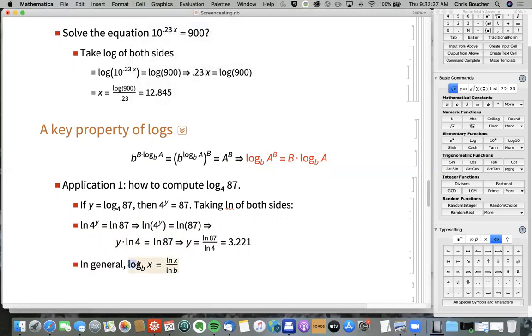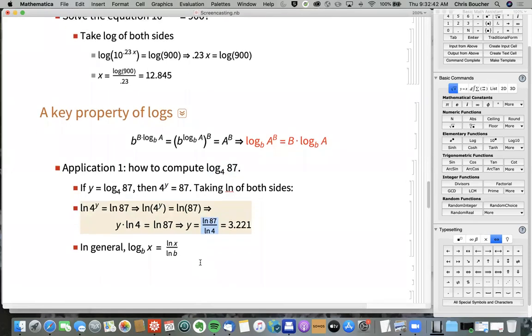So the upshot of this is if you want to take any logarithm, log base b of x, and you can see this here, right? In this example, b was 4 and x was 87. What does it come out to be? The natural log of x divided by the natural log of b. And in this way, you can compute any logarithm you want just using natural logarithms, which is nice because the ln button is right there on the front of the calculator.